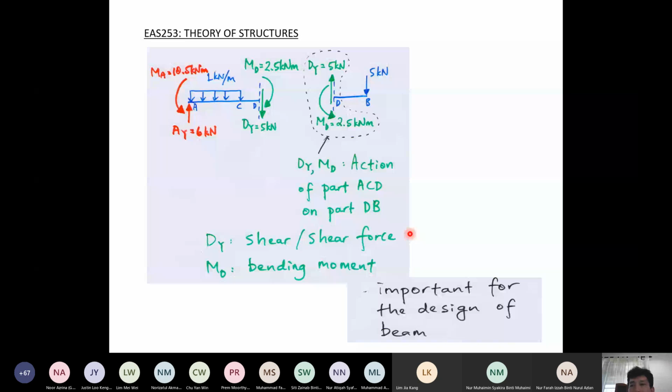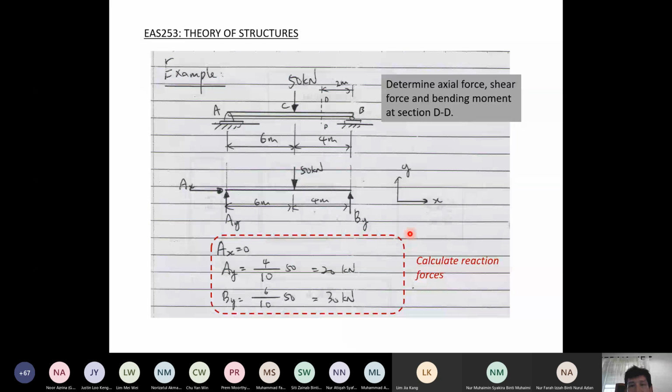So now let's recall a little bit what you have learned before when you calculate shear force and bending moment. So here in general, we want to make sure that you're aware that there are 3 internal forces, so we also include axial force.